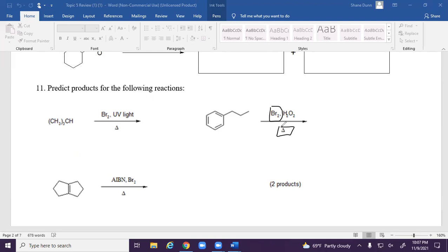Okay. What do I not touch? Always walk away from what? The benzene. Don't touch that. So I have three options: 1, 2, and 3. Where am I going to add the bromine?